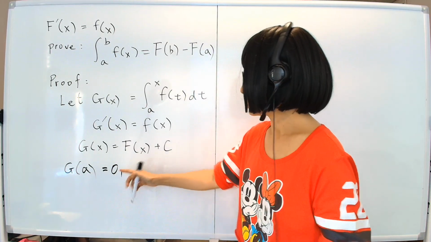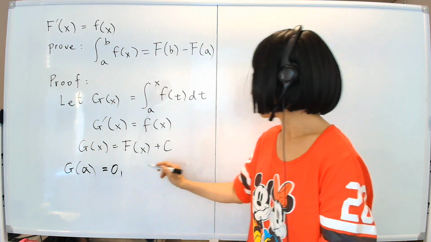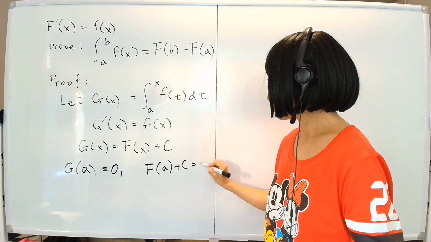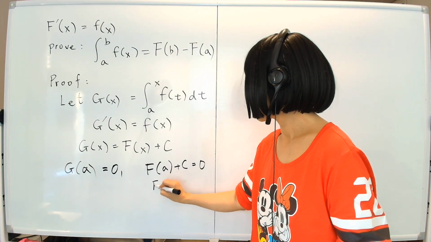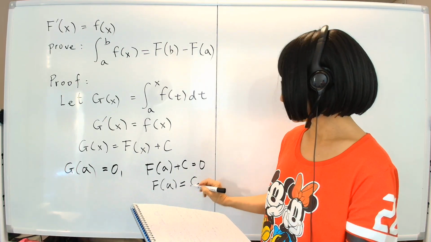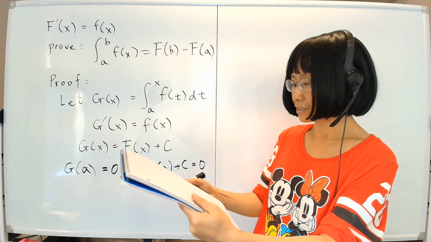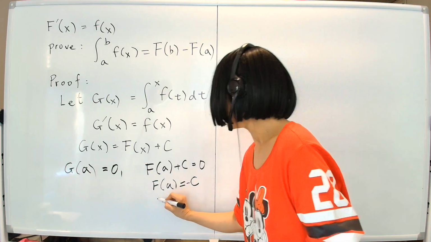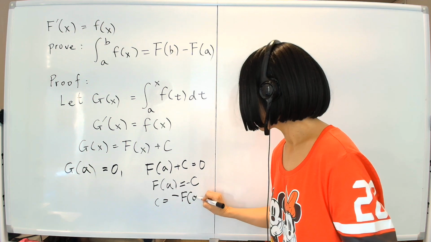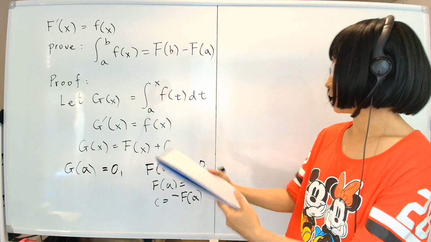All right. So that means you will plug g of a into this equation. That means f of a plus that constant equals 0, which means f of a equals the negative constant, negative c. Or put it another way, c equals minus f of a. That's probably better. Okay. And so here we have come to the end.